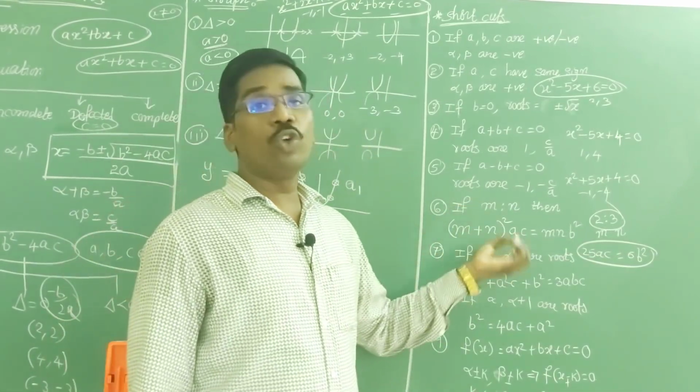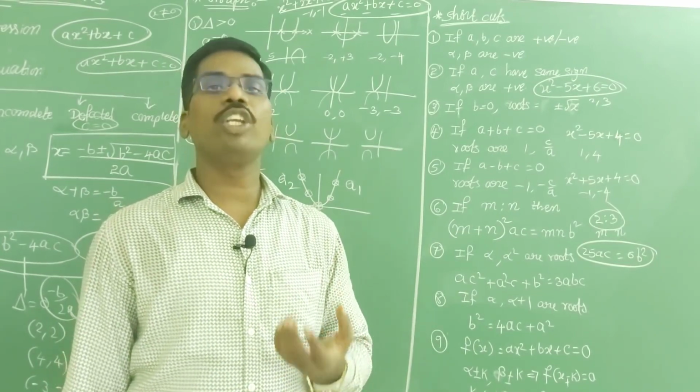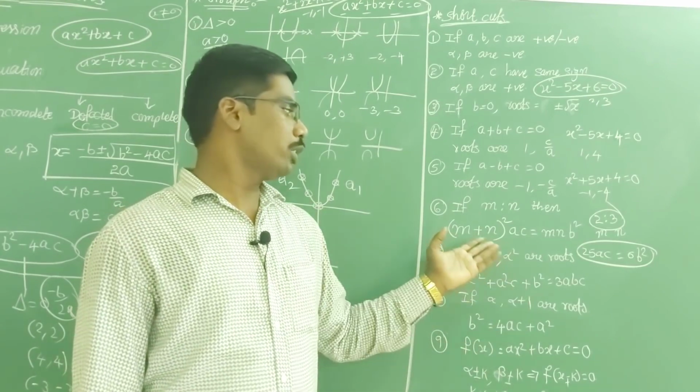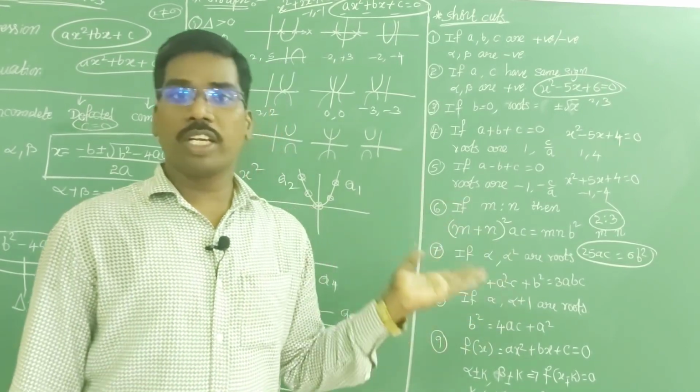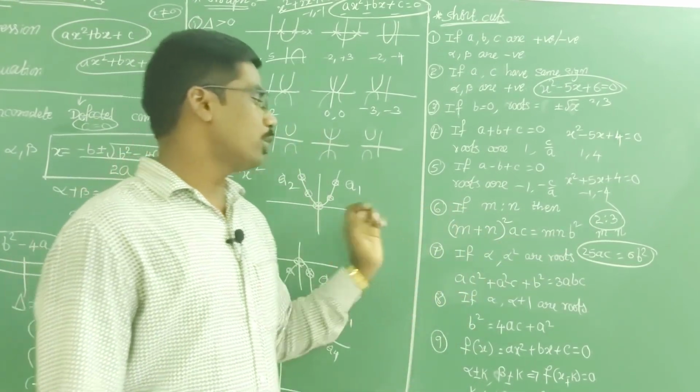Otherwise, if you do the normal procedure, it will take so much time, your time will be killed. Definitely you will lose marks, and the remaining problems you may not attend. So use this formula. Remember, m plus n whole square into AC is equal to m into n into b square. That is the easy shortcut.